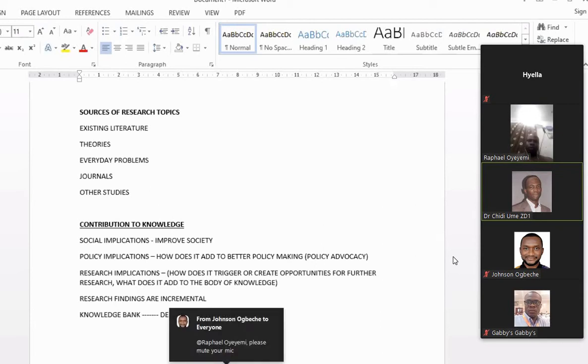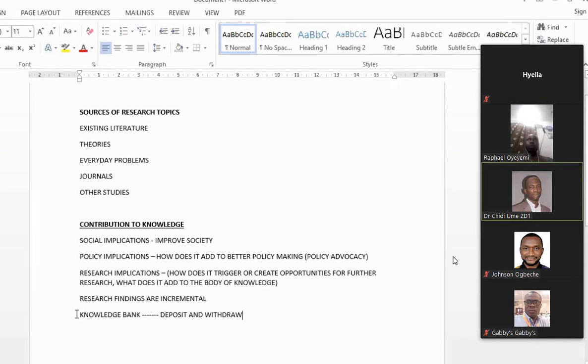Now, these are the two types of nations you may have in the world. If a society is knowledge-driven, research-driven, you find that they keep depositing in the knowledge bank, and they also make withdrawals from it when the need arises. So obviously, when you're doing research, what should always come to your mind is, what am I bringing to the table? What is the contribution to knowledge? In other words, what is the gap?